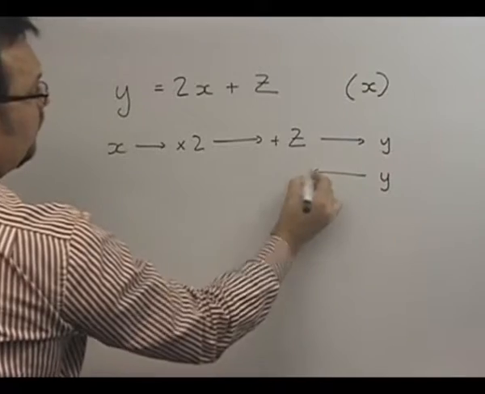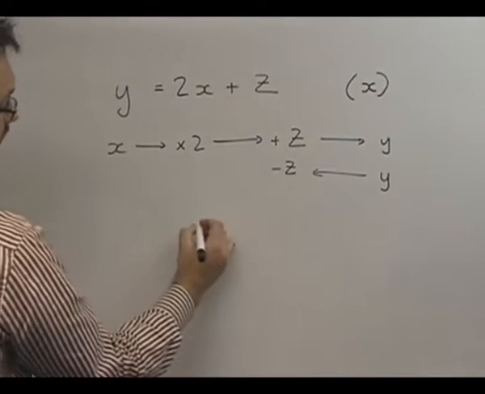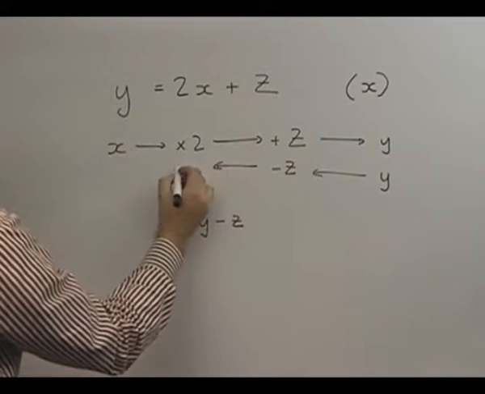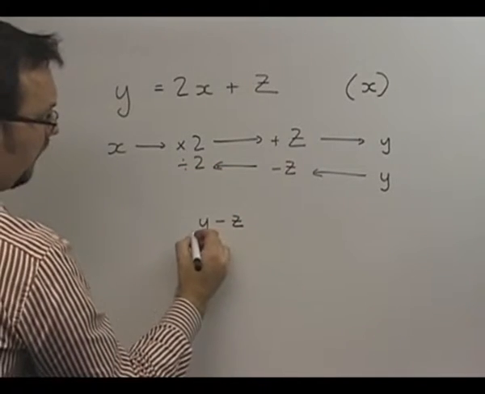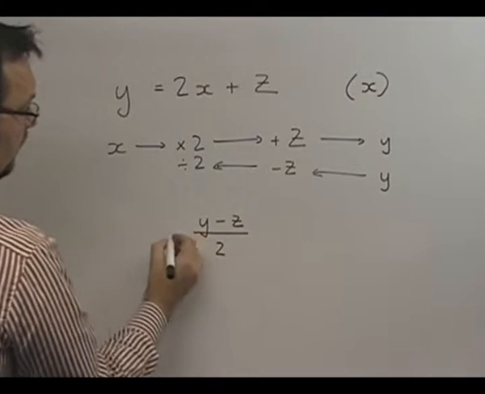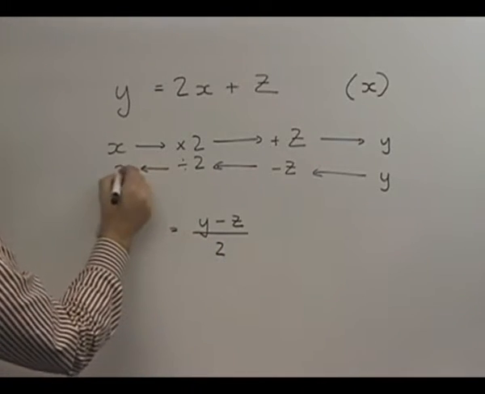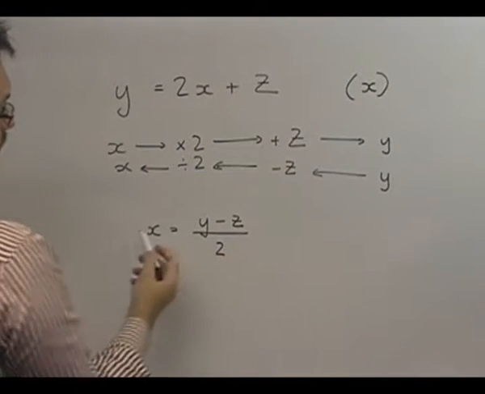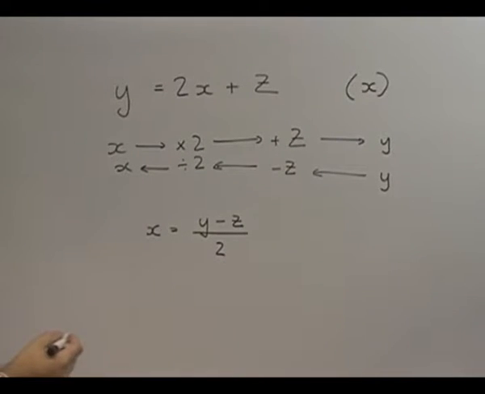So we'll reverse that. Y, take away Z, and I'll just write that down here. Y, take away Z. What's the next thing? Divide by 2. So all of that must be divided by 2, and that equals X. So you can see just using the flowchart gives me a rearrangement of that.